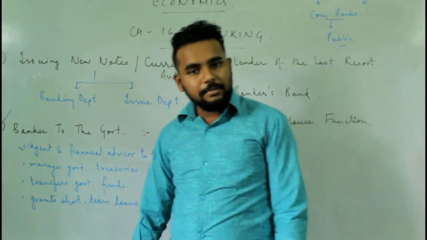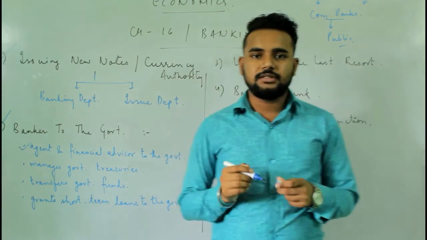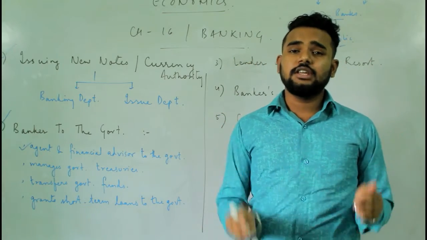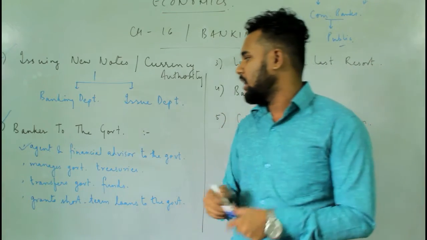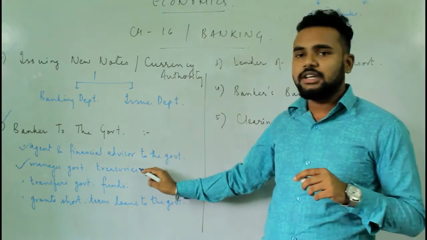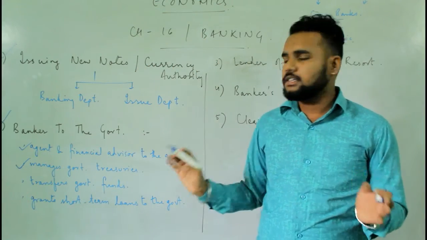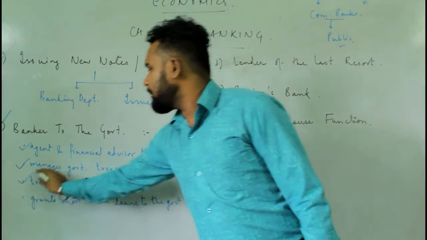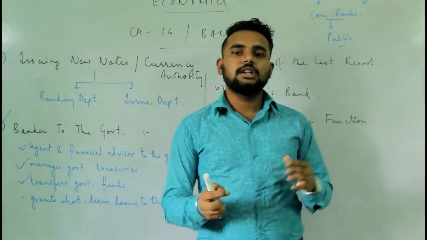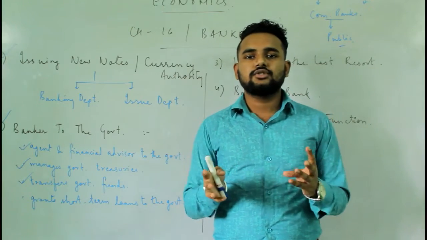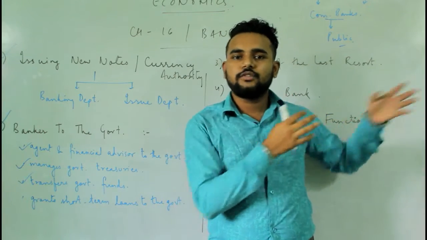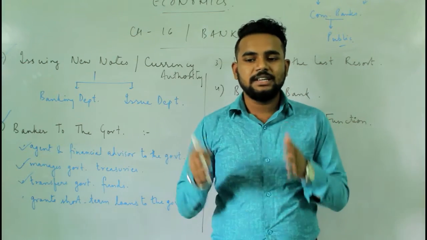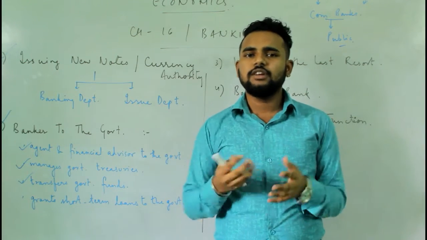Second point, the RBI manages government treasuries. Whatever treasuries, whatever monetary things the government has with itself, everything is owned and managed by the RBI. Clear? So all the wealth of the government is being managed by the RBI. The third point, it transfers government funds. What does it mean? Supposedly our Prime Minister has to send money to the government of America in this point of crisis, say for example, 100 crores of rupees. Now, who will transfer this?